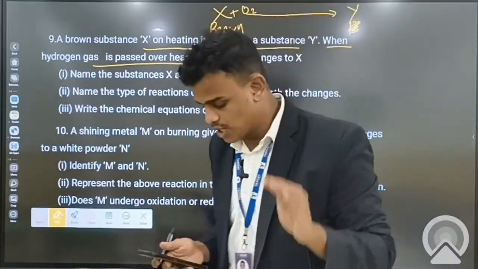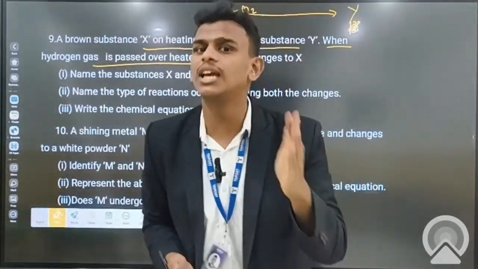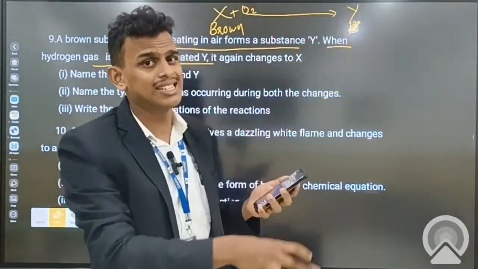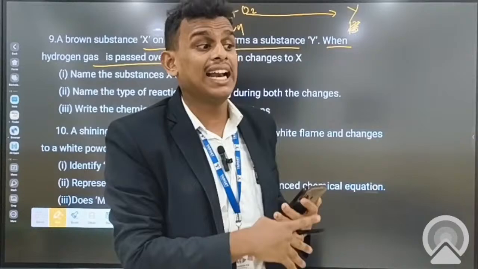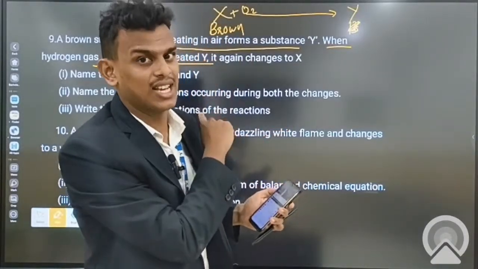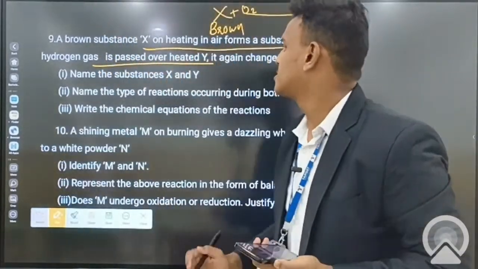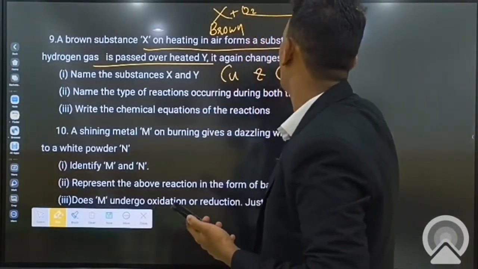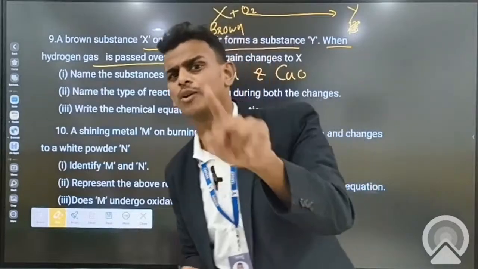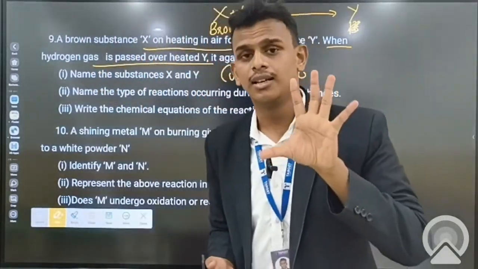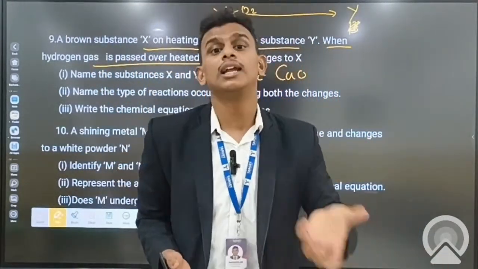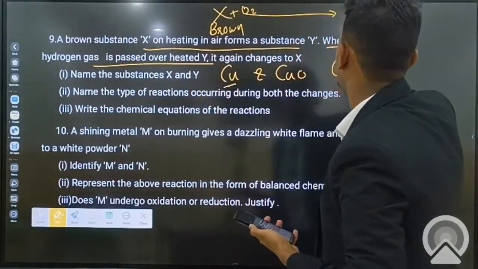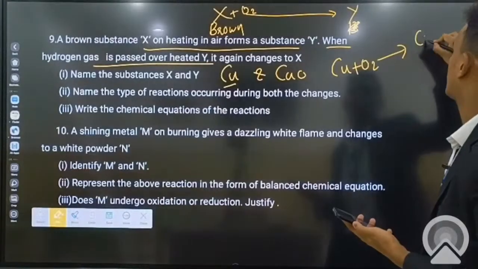Okay, this reaction is not directly there in your NCERT textbook. But after the oxidation reduction title, on one page you can see it. At the end of that page, you can see this reaction. Name the substance X and Y. The substances are Cu and CuO, copper and copper oxide. Please refer to your textbook. Your NCERT textbook is your guide. Don't use another guide. So copper on reacting with oxygen, you will get copper oxide.